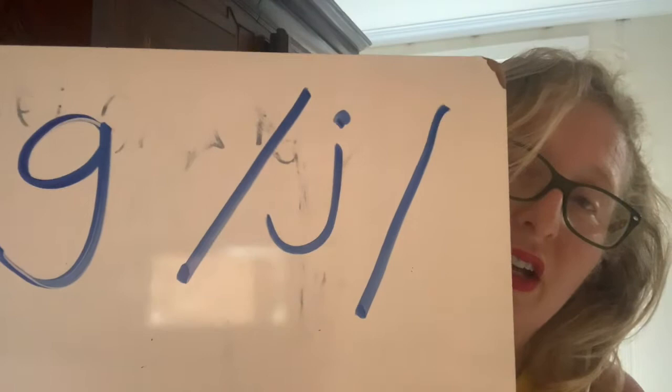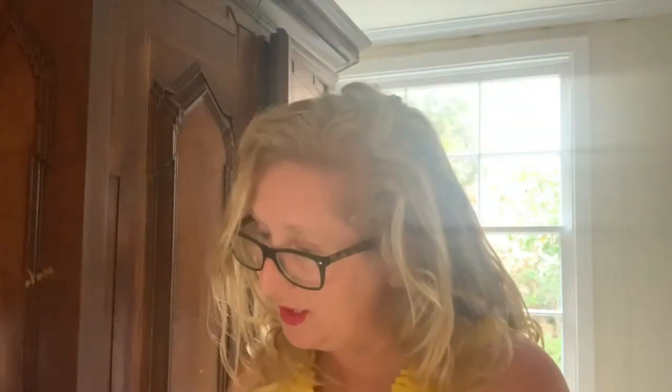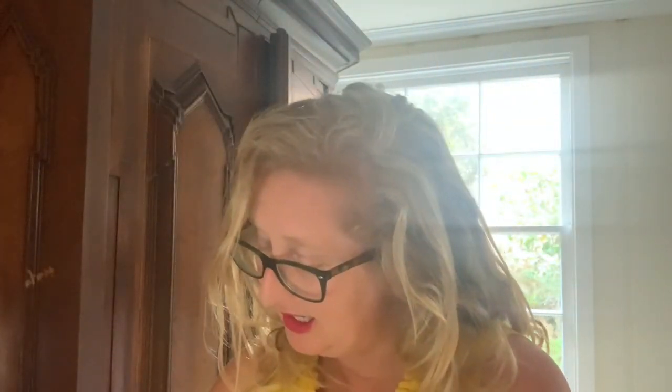When we see the letter G, sometimes it sounds like J when it's followed by an E, an I, or a Y. And so that's the letter G. Sometimes it can sound like ch, ch, ch, when it's followed by E, I, or Y.